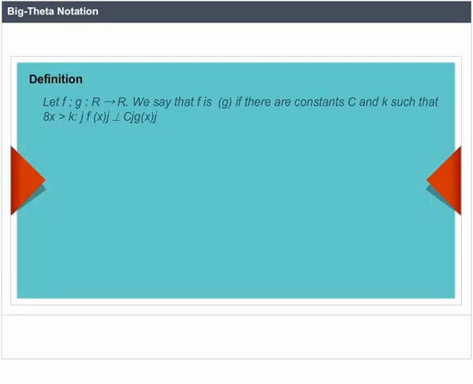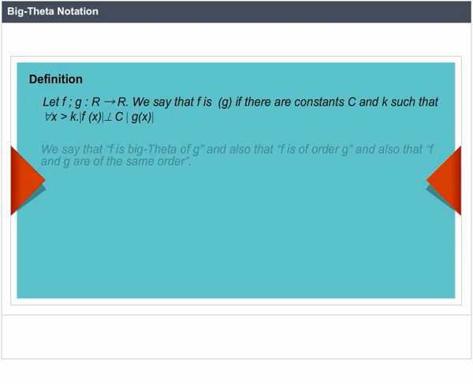Big theta notation. Definition: let f, g be functions from the integers or reals to the reals. We say that f is Θ(g) if f is O(g) and f is Ω(g), that is, there are constants c and k such that the bounds hold for all x > k. We say that f is big theta of g, and also that f is of order g, and also that f and g are of the same order.